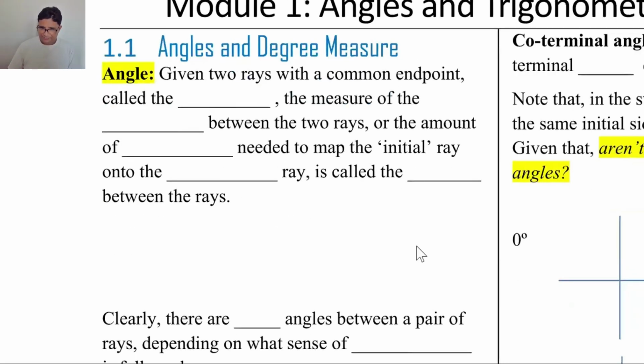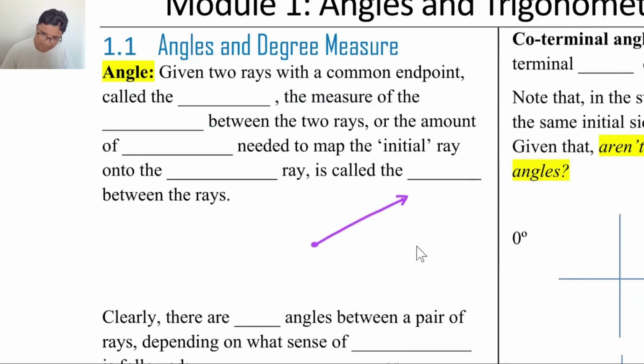So what is an angle? Given two rays with a common endpoint, that is, you have a ray here and another ray here, and their endpoint, right? A ray has one endpoint and then it continues to infinity on the other side. So say this endpoint is A. Given two rays with a common endpoint called the vertex. Now this common point will be called the vertex of the angle.